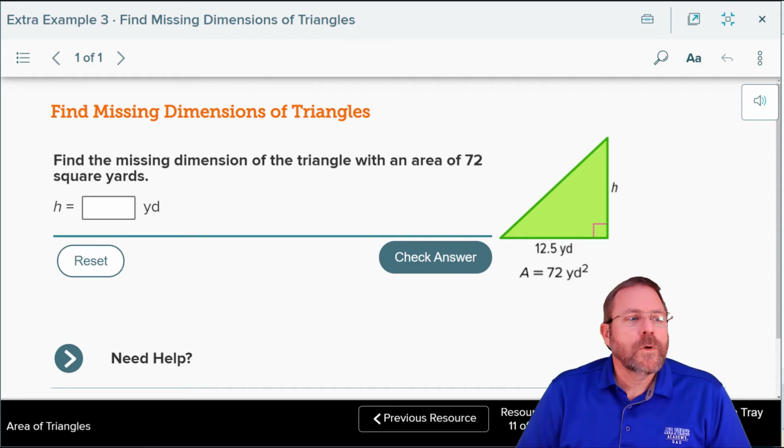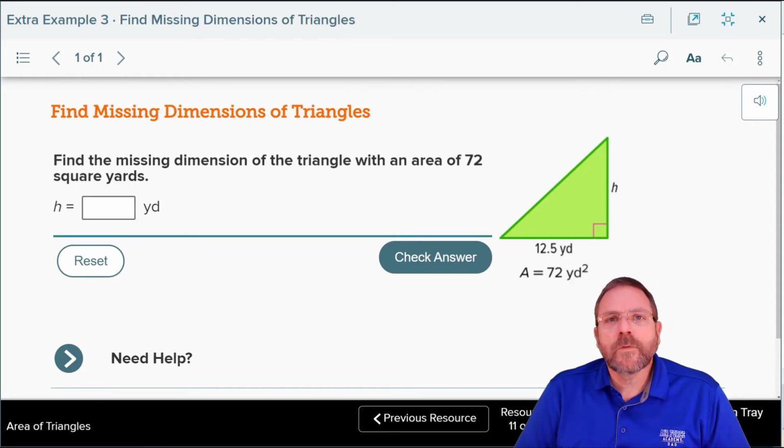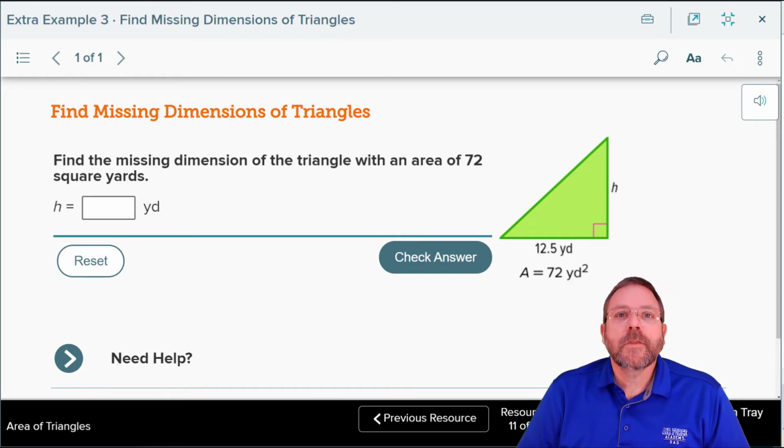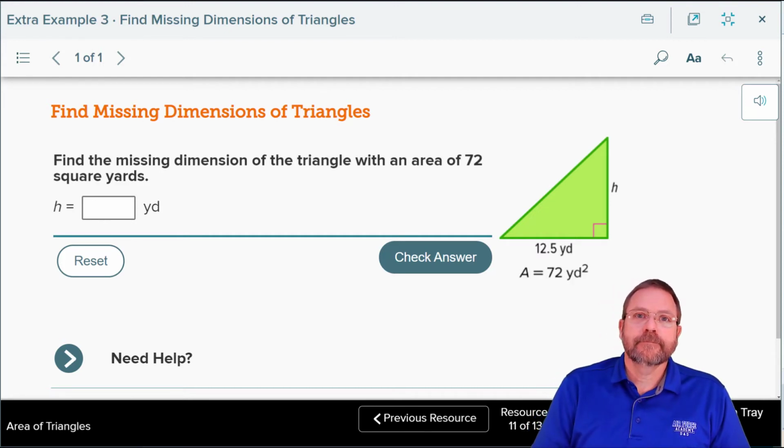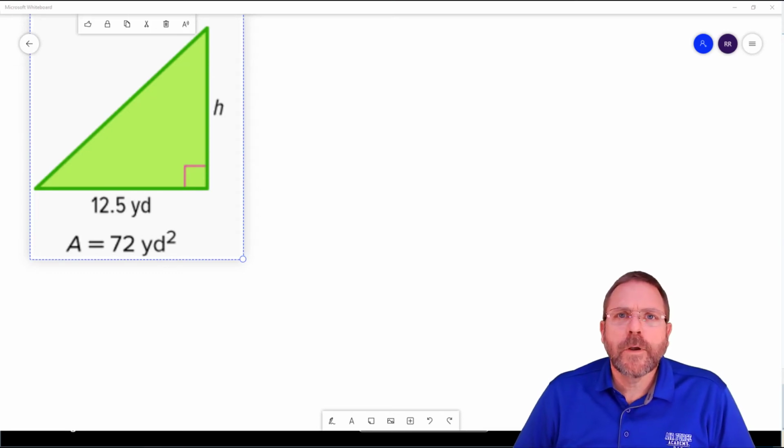Now it's your turn. Pause the video and solve this problem where they give you a base and they give you an area and they want you to find the height. How did it go for you?